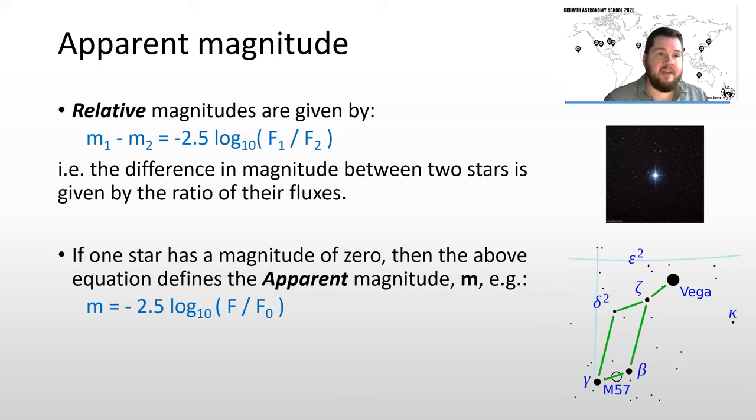Now, as I said, the relative magnitudes are given by M1 minus M2 equals minus 2.5 log10 F1 over F2, the difference in magnitude between two stars. Now, consider if one of my stars has a magnitude of zero. So star 2 here has a magnitude of 0, so M2 equals 0, and F2 is the flux of a 0th magnitude star. If I do that, then this equation changes. So this one, M equals minus 2.5 log10 F over F0, where F0 is the flux of my 0th magnitude star. And this is the equation for apparent magnitude. So the magnitude I would derive from my star with flux F, in this case, we would call its apparent magnitude. It's like the observer's magnitude.